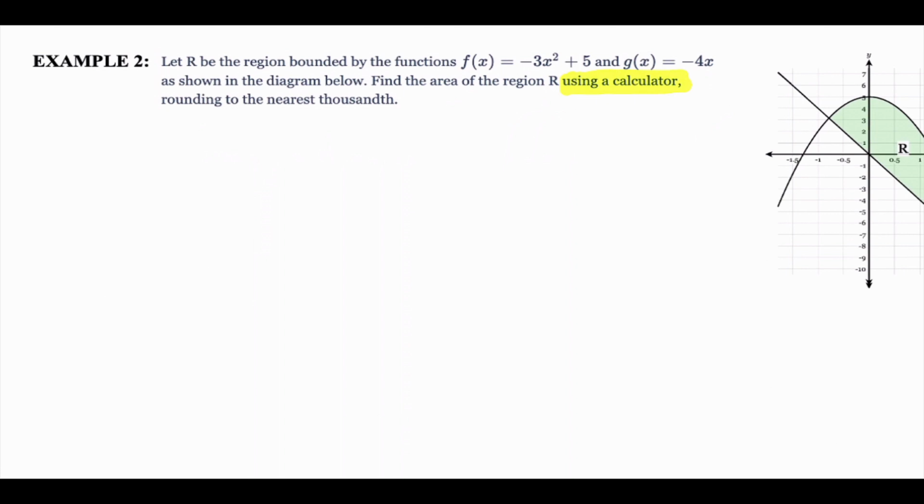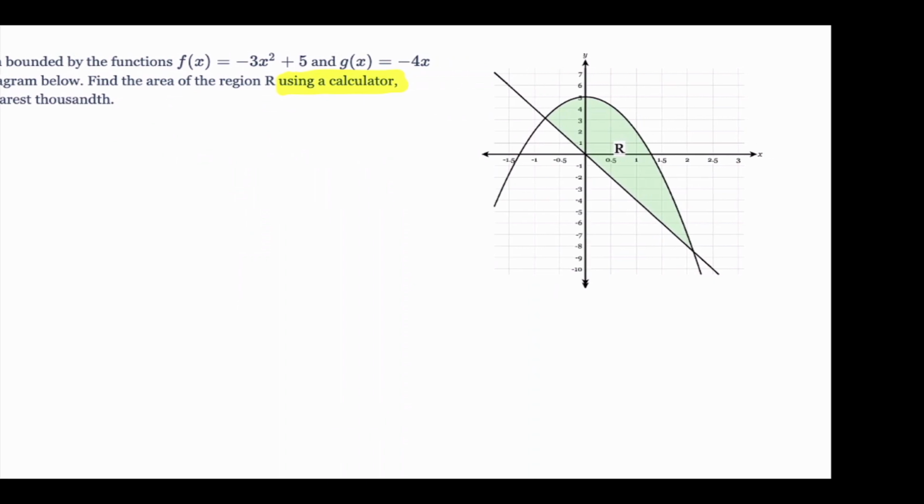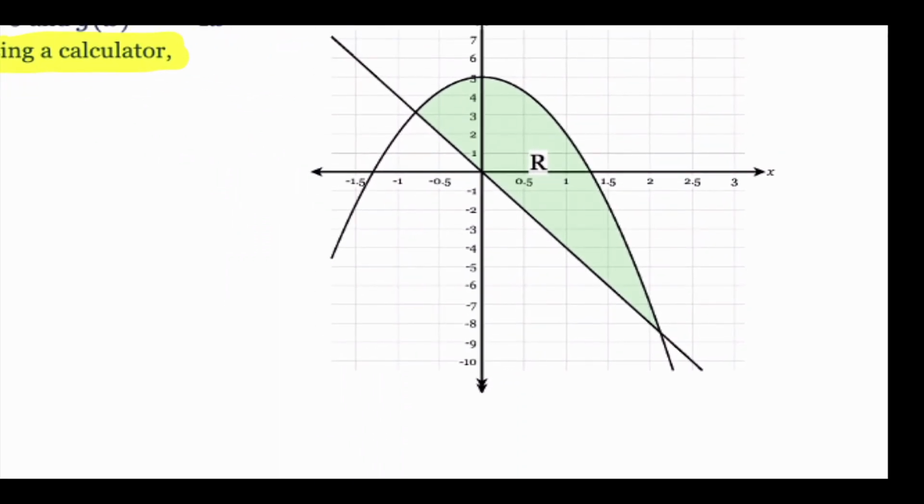Let R be the region bounded by f of x and g of x, as shown in the diagram below. Find the area of R. We can use a calculator, and we have to round. Okay, so here's R. Looks like it's being bounded at this red dot and this red dot. That's where the area is being bounded. What do I mean by that? That's where it's closed off. That's the beginning of the green and the end of the green. Okay, and then you have 2 functions. This one is the top. This one is the bottom.